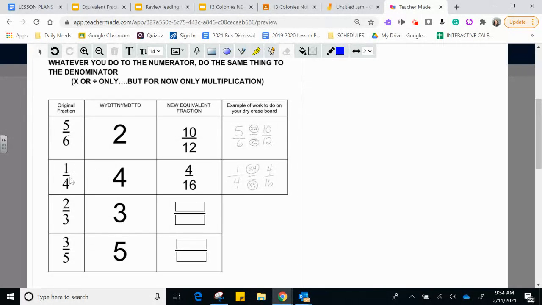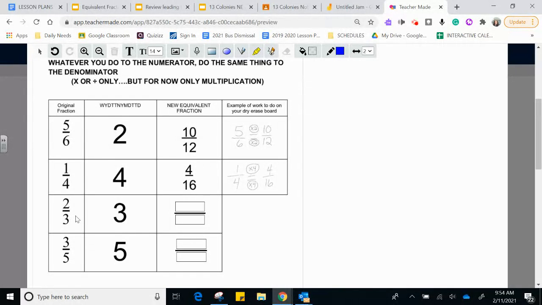If your starting fraction is 1/4 and your Watutamudud is 4, we're starting with 1/4. We are multiplying the numerator and the denominator by the same number, 4 in this case, because that's what I told you to use. And that 4/4 means 1 whole. It's going to stay the same value. And we're simply going to multiply going across. 1 times 4 is 4. 4 times 4 is 16. So our new equivalent fraction is 4/16.